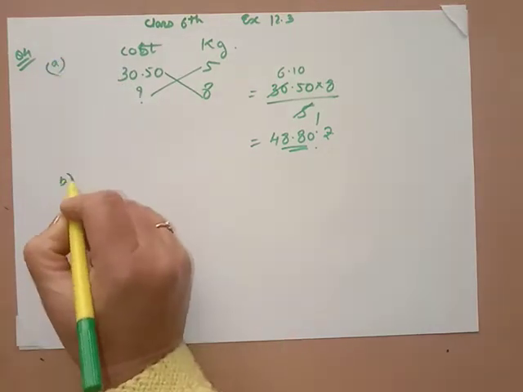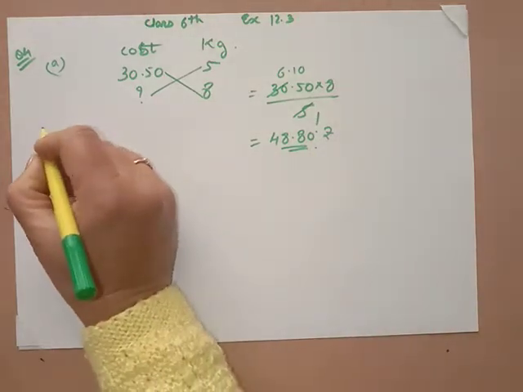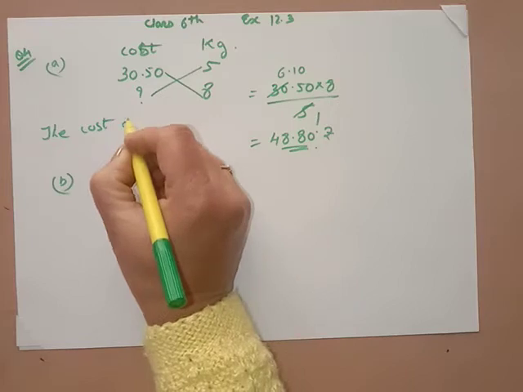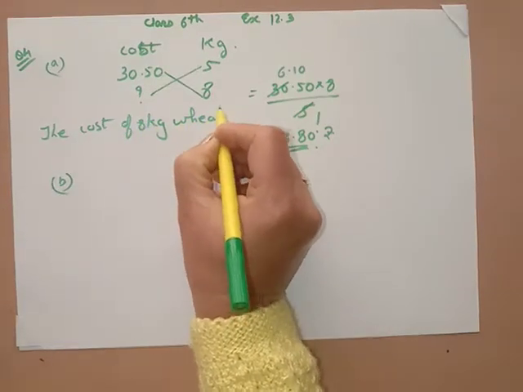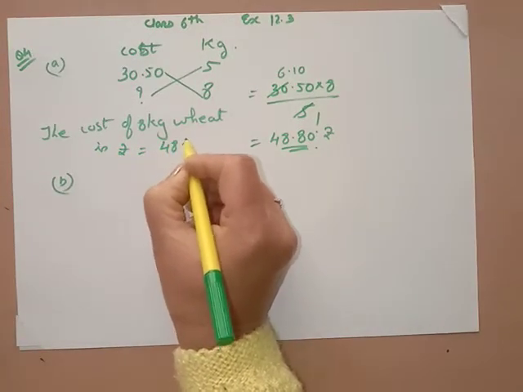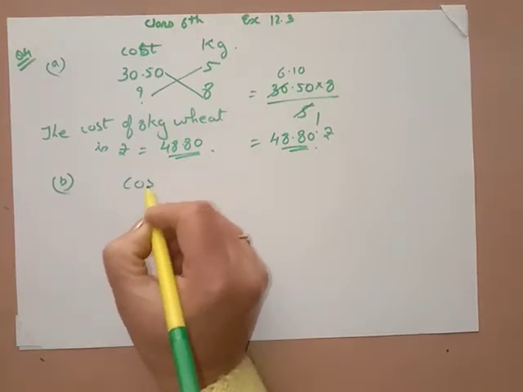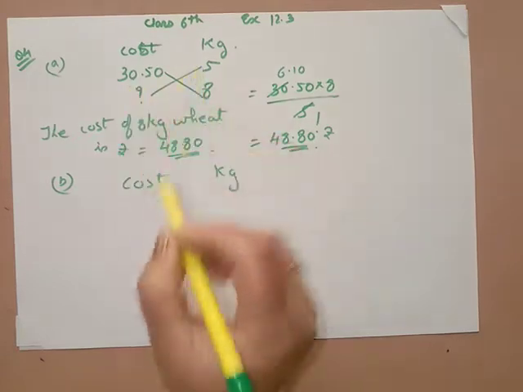Now we'll find the B part. We'll write the answer of A part. The cost of 8 kg wheat is rupees 48.80. Now the second, again cost and kg, will take the help of this only.